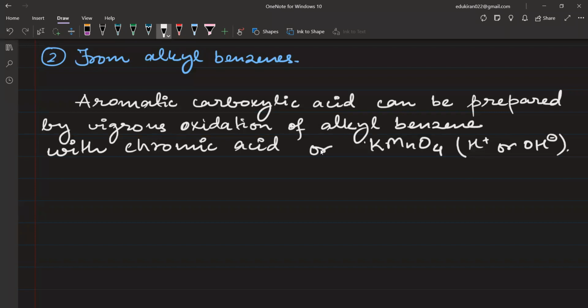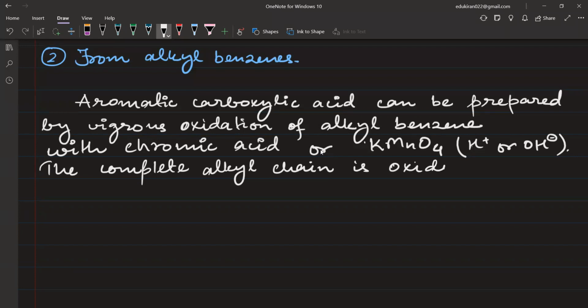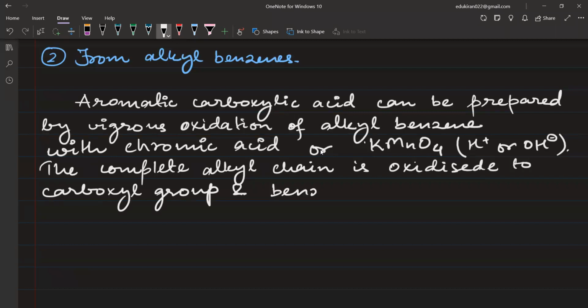Now, what happens? The complete alkyl chain is oxidized to the carboxyl group and benzoic acid is formed.